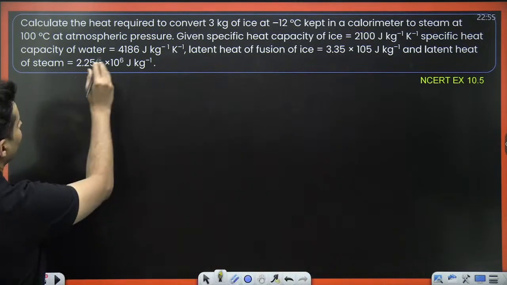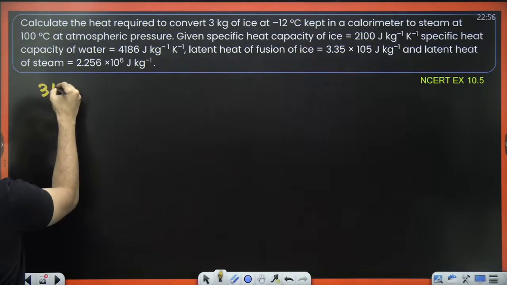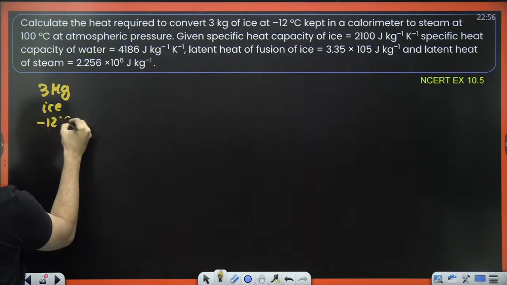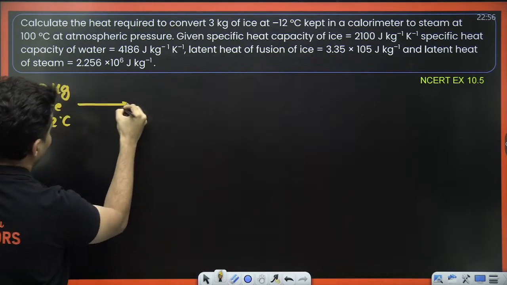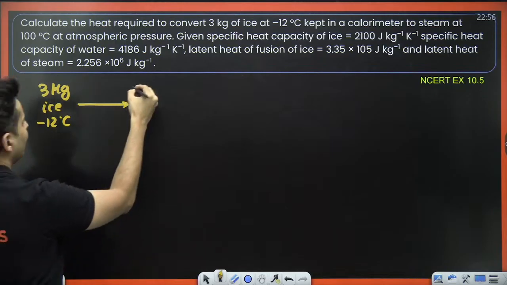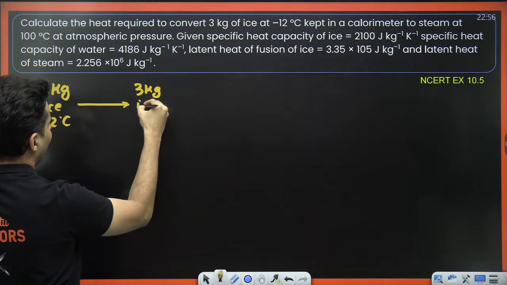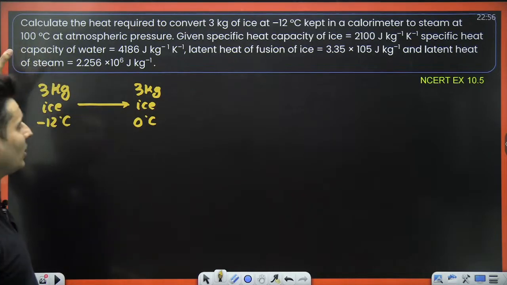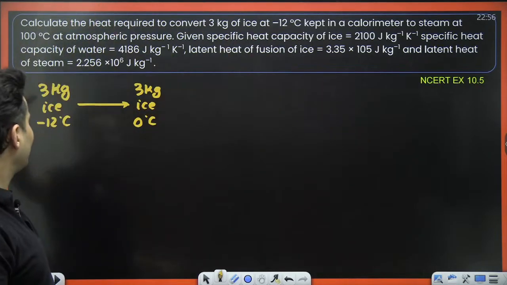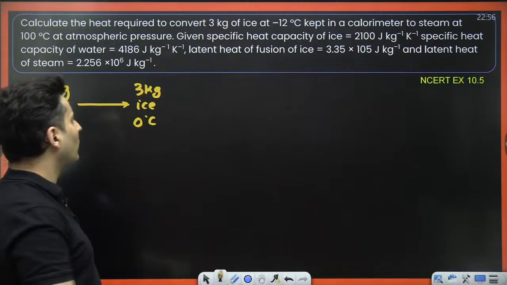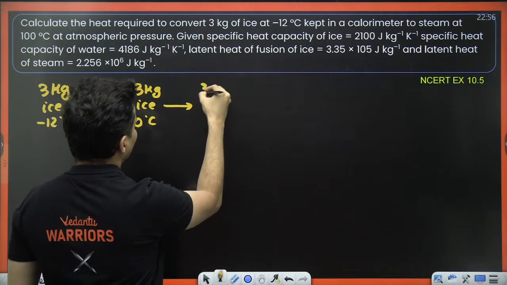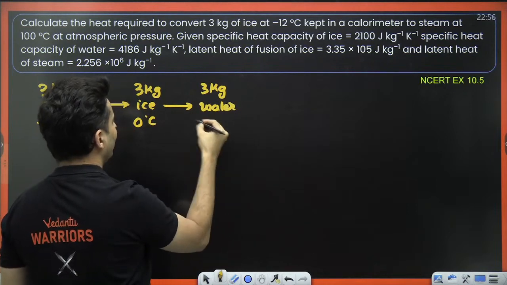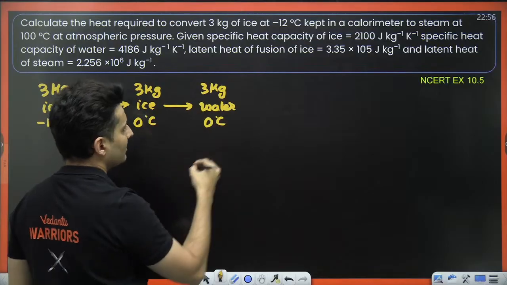So let's understand what is happening. 3 kg ice is there, at -12 degrees Celsius. First, I will take that 3 kg of ice to 0 degrees Celsius, because I cannot directly convert it into steam. First I will heat it, -12 will become 0. Then it will melt and become 3 kg of water at 0 degrees Celsius.